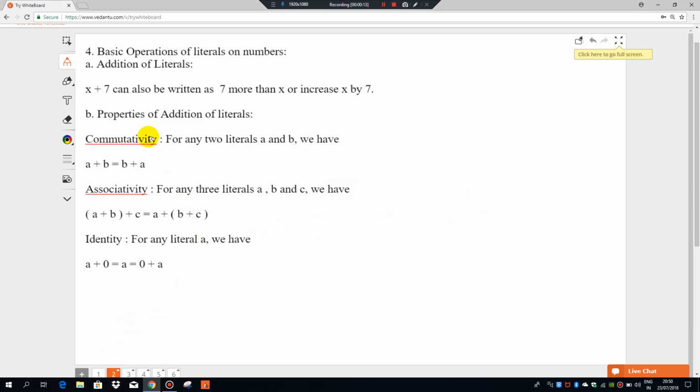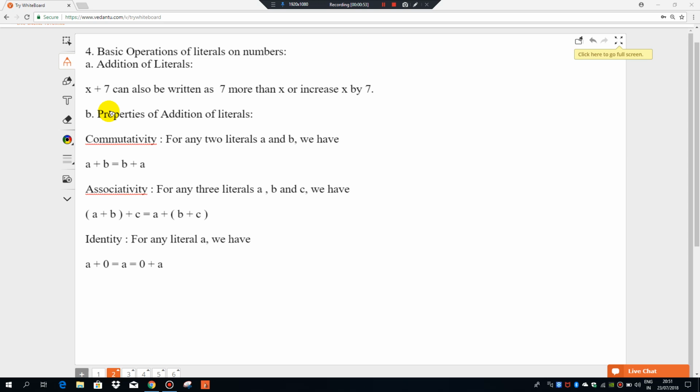Let's begin. In the last video, we saw an introduction to the use of letters to denote numbers, called literals, right? In this video, we'll see something more about literals and numbers. Let's see the basic operations of literals on numbers. We have learned about addition, subtraction, multiplication and division of numbers, right? But here we'll see basic operations plus the properties.